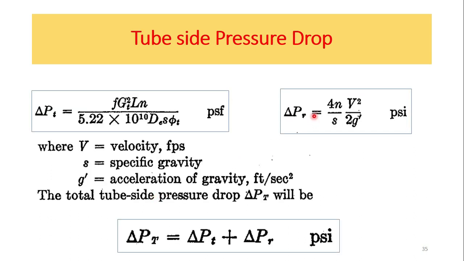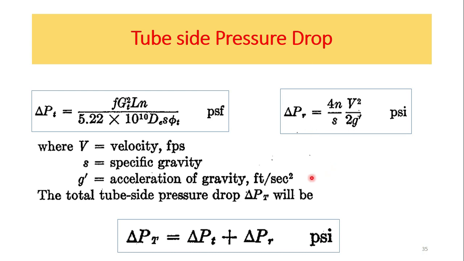This is a slide which shows you the tube side pressure drop. The tube side pressure drop has two different kinds. The first is due to the friction of the fluid inside the tubes, for which you have to use this formula. The other is the pressure drop due to the turn.